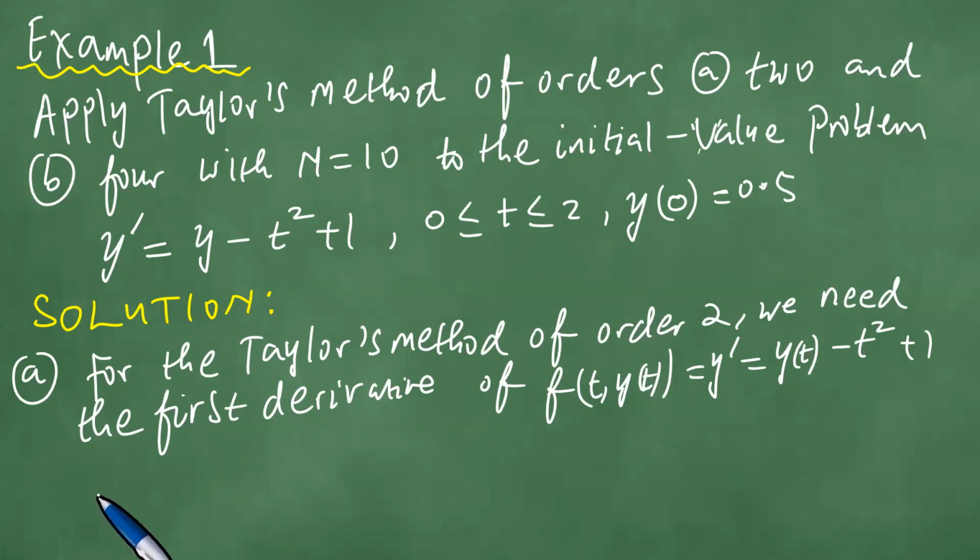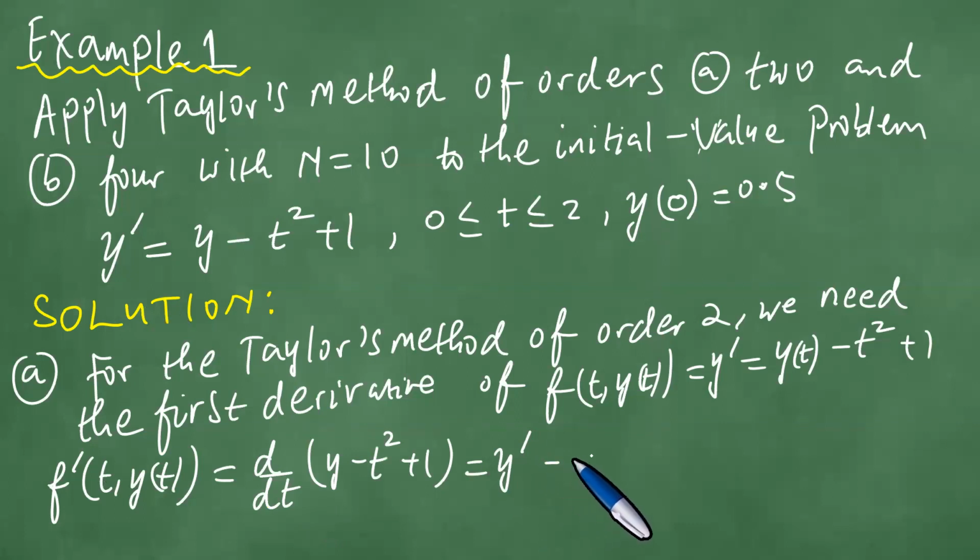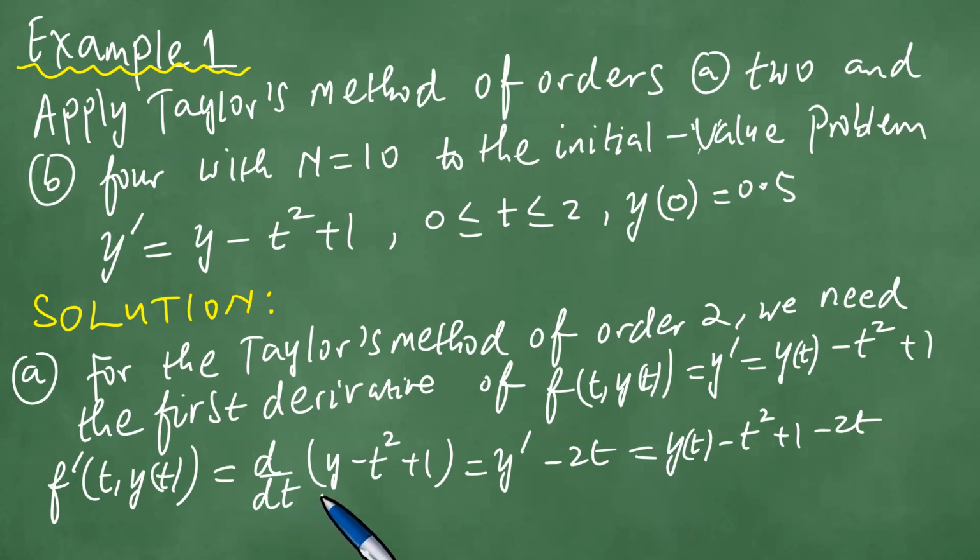So if we find the first derivative, then we have f primed of t, y of t. We'll just recap on that because we shall do higher order today. Then we have the derivative of the right-hand side, which is y minus t squared plus 1, which is y primed minus twice t. And what is y primed? Y primed is y of t minus t squared plus 1, but minus twice t. So we just substitute the y primed there. Then I want to highlight the formulas that we use. We did exactly that.